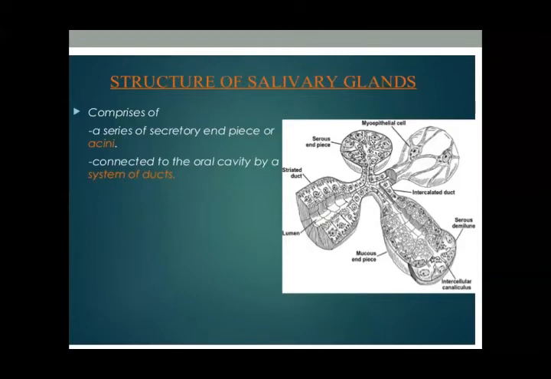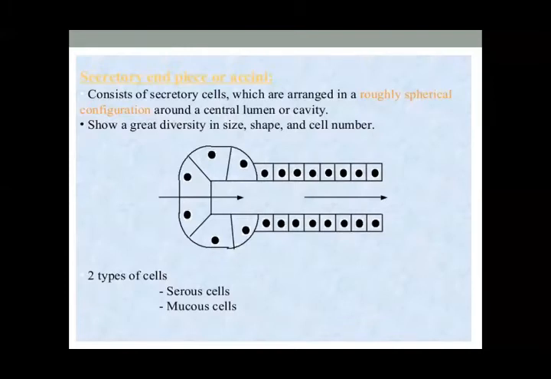This is the structure of the salivary gland. It is a series of secretory end pieces or acini connected to the oral cavity by a system of ducts. Secretory acini consist of secretory cells arranged in a roughly spherical configuration around a central lumen, with great diversity in size, shape and cell number. Two types of cells are present, serous cells and mucous cells.